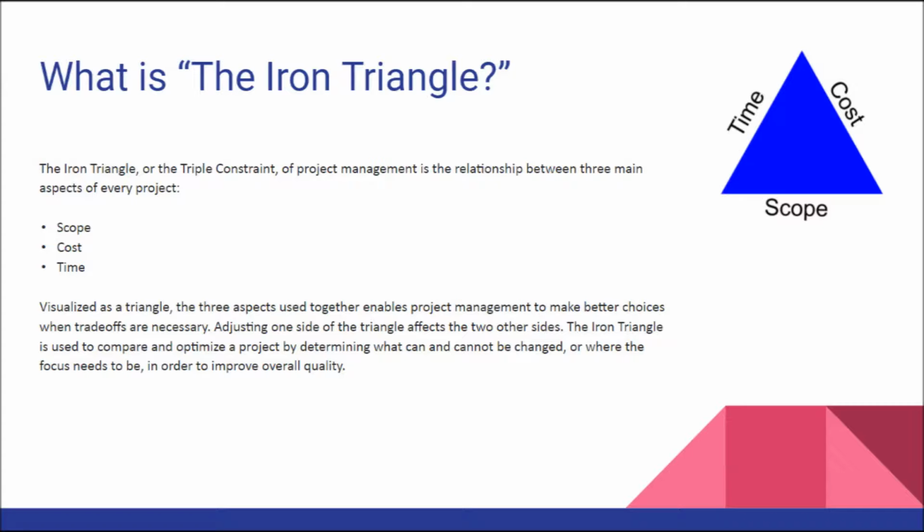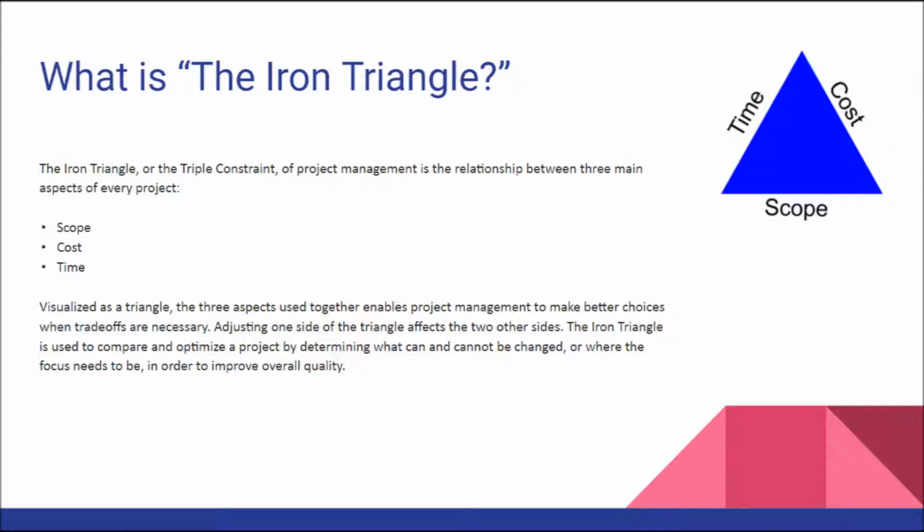The Iron Triangle, or the triple constraint of project management, is a relationship between three main aspects of every project: scope, cost, and time. Visualized as a triangle, the three aspects used together enables project management to make better choices when trade-offs are necessary. Adjusting one side of the triangle affects the two other sides.